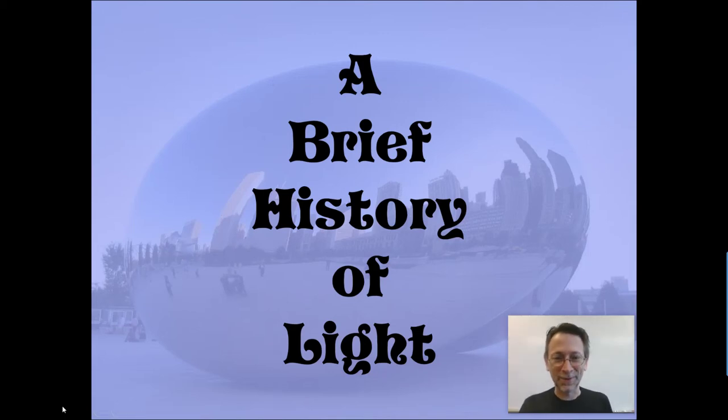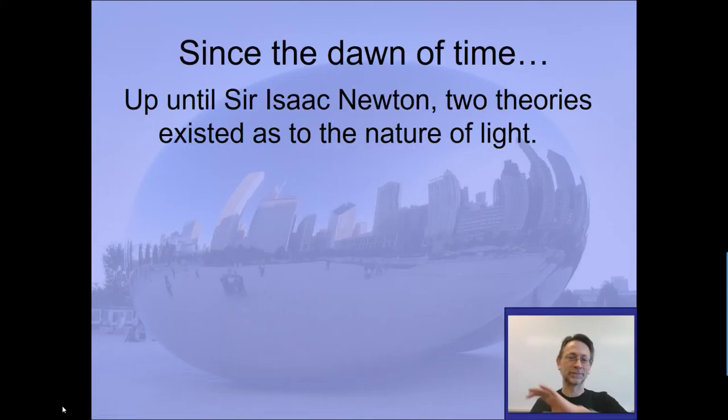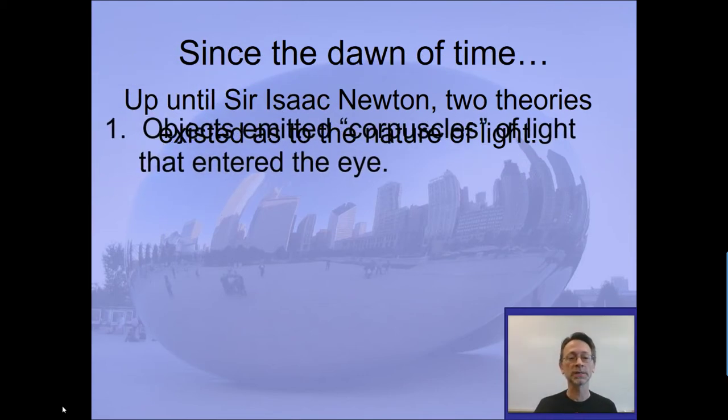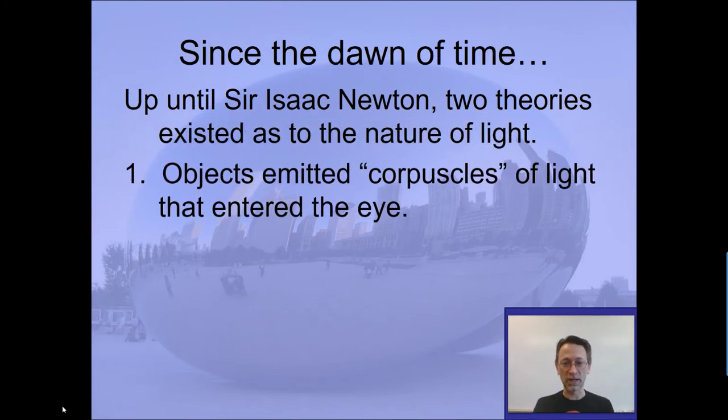So today we're going to talk about a brief history of light. Since the dawn of time, up until Sir Isaac Newton, there were two theories that existed as to what the nature of light was. One was that objects shot out these little bundles of light, or emitted these corpuscles of light, that entered the eye. So picture everything that you're looking at is shooting these little bundles and they're coming into your eyes and your eyes are reading those little bundles.